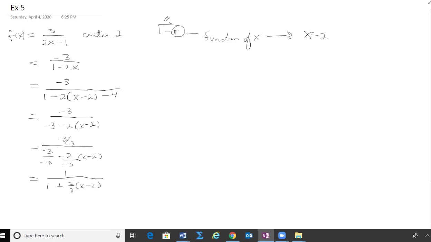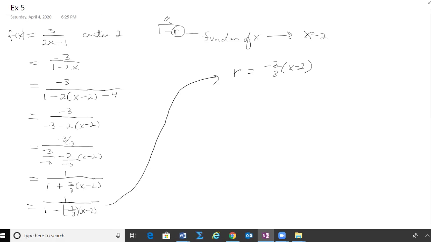Now, you might be saying, I need a minus there. Well, you just have to view it this way. 1 over 1 minus negative 2/3, like that, with the x minus 2. So you can see in this case, from down here, that you identify the r in this geometric sum form is actually a negative 2/3 with x minus 2, like that.